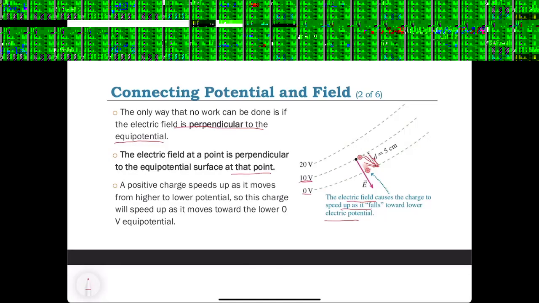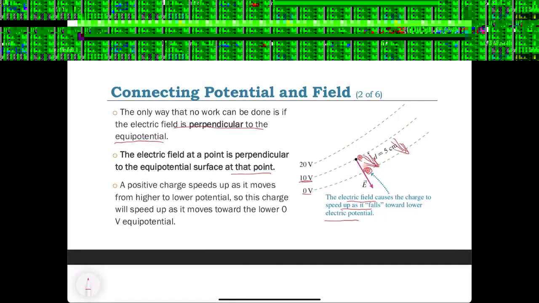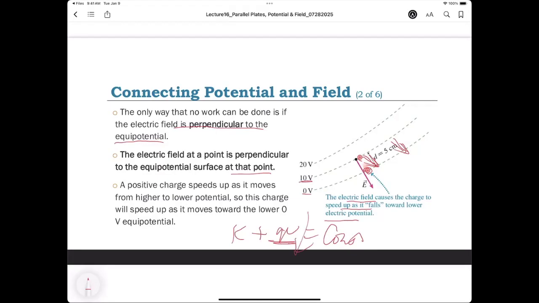It is obvious. If you move from here to here, the electric potential energy decreases, am I right? The kinetic energy plus the potential energy, QV, equals a constant. If the potential energy decreases, then the kinetic energy increases, which means the charge speeds up. Does that make sense to you?